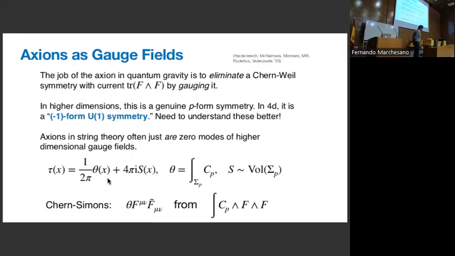And that's the basic suggestion, is that quantum gravity doesn't like global symmetries. One global symmetry is the one that counts instanton number. And one way to get rid of that symmetry is to gauge it. And that's why we find axions all over the place, because they're gauging that symmetry.